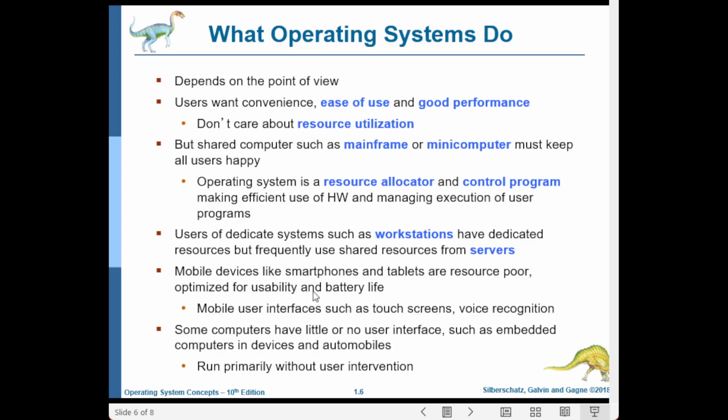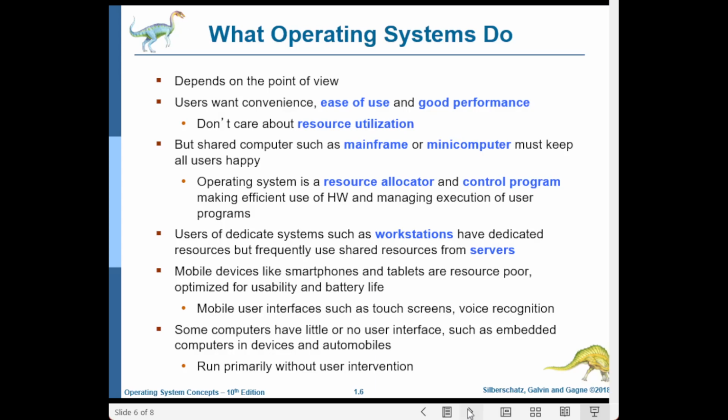Now we look at another point. Mobile devices are resource poor, so the operating system is optimized for usability and battery life. Then another type of operating system lies in embedded computers, which have little or no user interface.